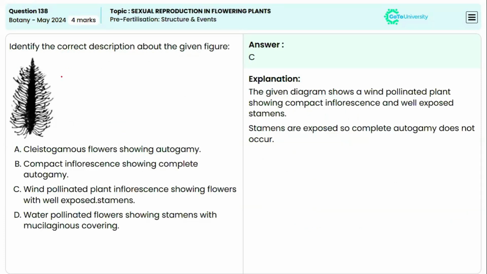Now, next question is to identify the correct description about the given figure. In the figure, you have been given a diagram which is showing a flower, and this given diagram is of a wind pollinated plant showing compact inflorescence and well exposed stamens. So, the stamens are exposed so that complete autogamy does not occur.